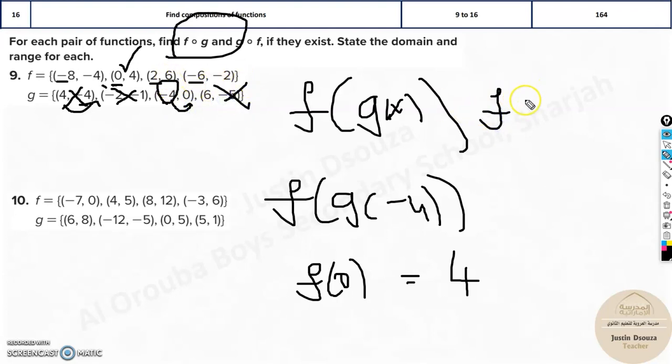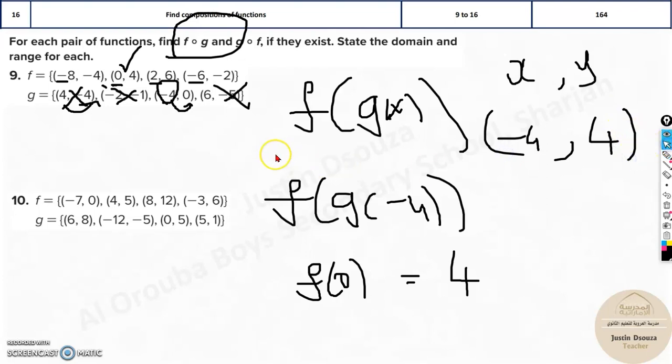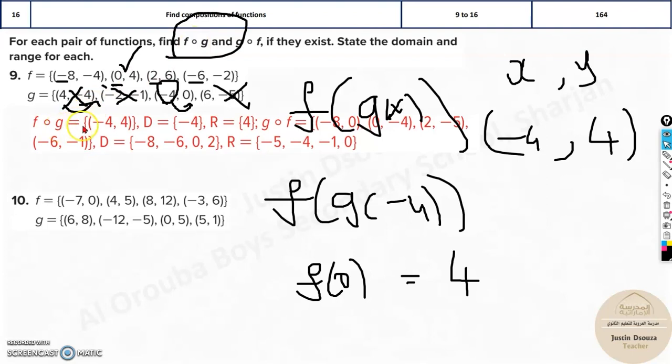So the domain is the x value and the range is the y value. Range is the final answer. Yes, we got 4. But what was the domain we considered? It is minus 4. So this is the only answer for f of g of x. You can see over here, the first one, f of g, that means the composition of f of g. So over here we got minus 4 and 4.